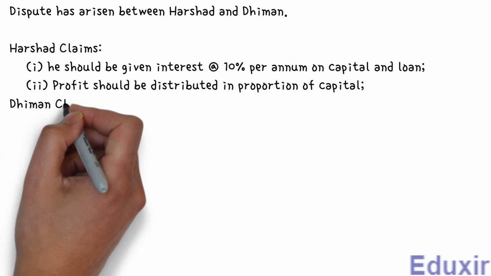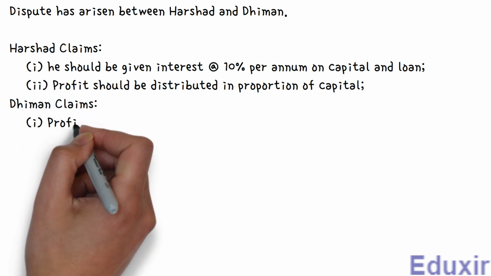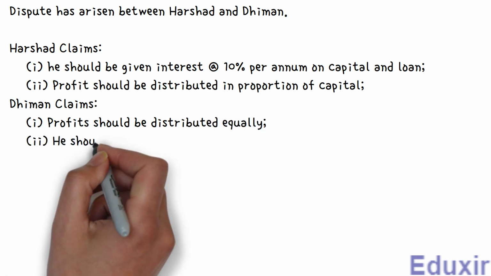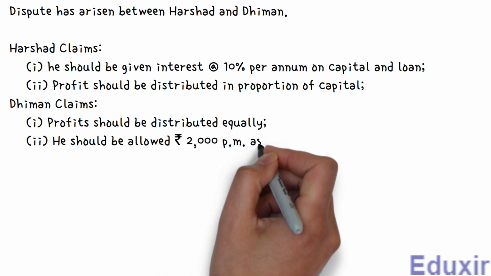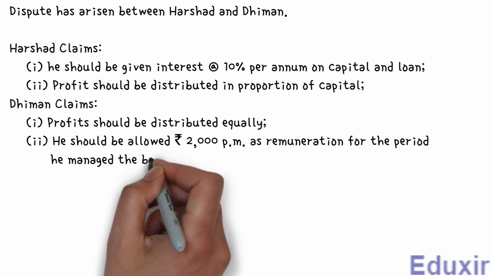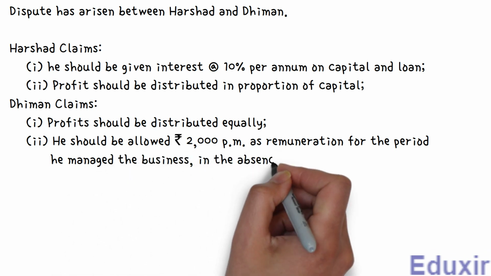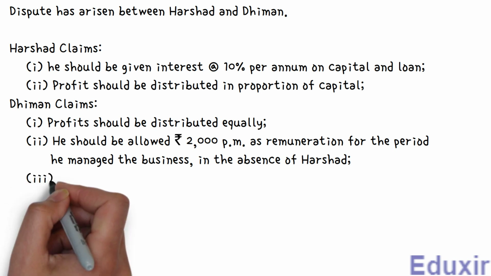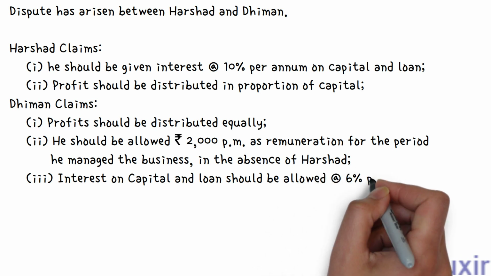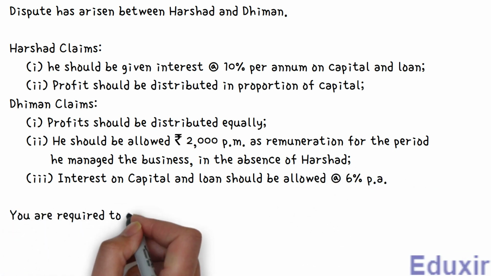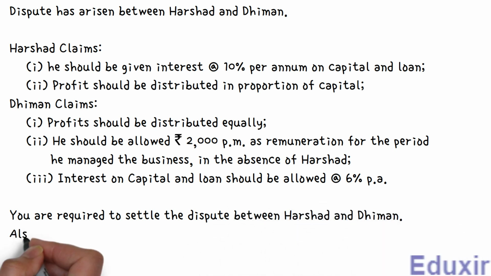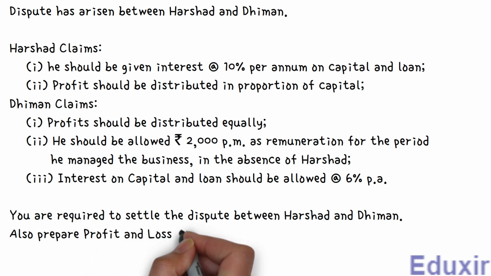Dhiman claims: 1. Profit should be distributed equally. 2. He should be allowed 2000 rupees per month as remuneration for the period he managed the business in the absence of Harshad. 3. Interest on capital and loan should be allowed at 6% per annum. You are required to settle the dispute between Harshad and Dhiman. Also prepare profit and loss appropriation account.